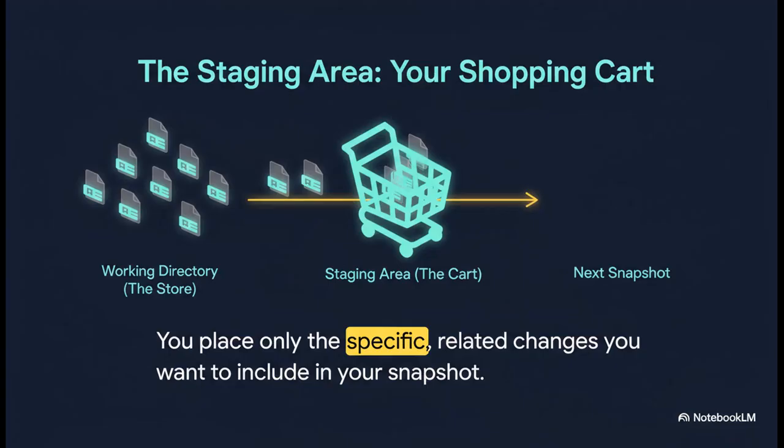Next, and this is probably the most powerful and unique idea in your Git workshop, is the staging area. The absolute best way to think about this is like a shopping cart. As you're working, you might change 5 different files, right? But maybe only 3 of those changes are related to a single specific feature. The staging area is your shopping cart. You intentionally place only the specific related changes into it that you want to save together in your next snapshot.